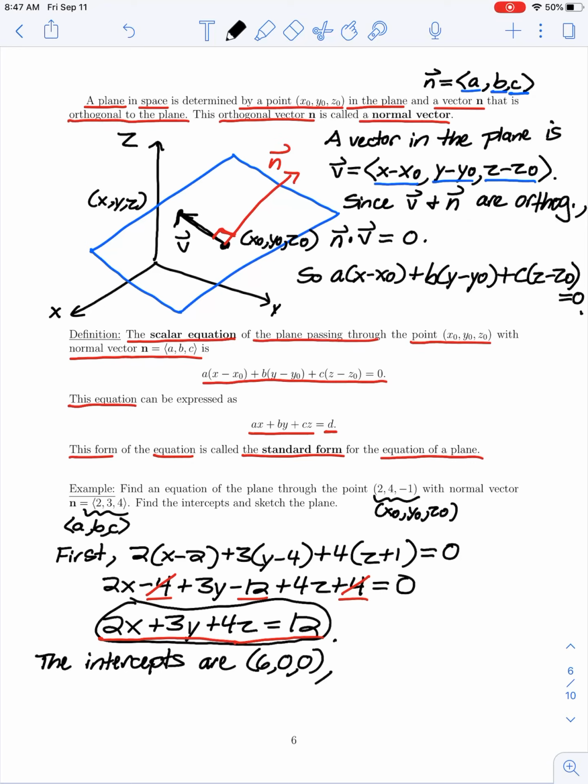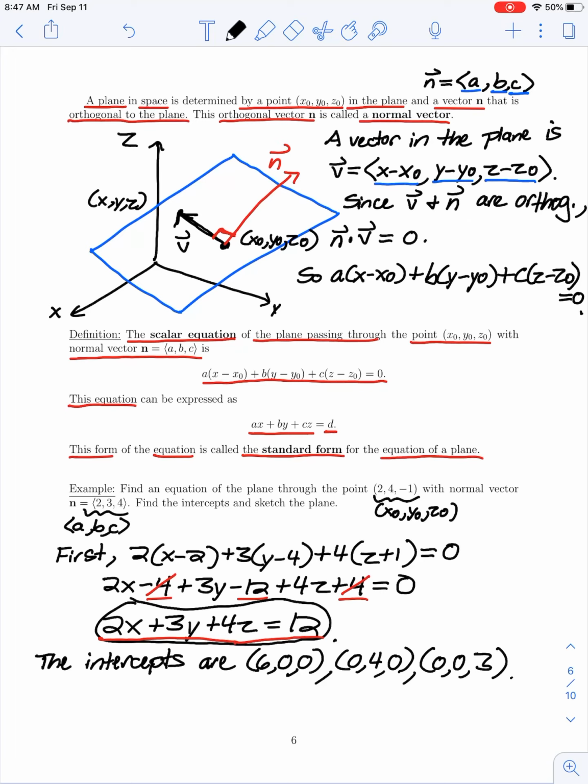To find where my plane crosses the y-axis, I could take the equation for my plane and set both x and z equal to 0. That would give me 3y equals 12, and so y is 4. So 0, 4, 0 would be where this plane crosses the y-axis. And to find where it crosses the z-axis, we could set both x and y equal to 0 in the equation for our plane, and we would have 4z equals 12, so z is equal to 3, and 0, 0, 3 would be the z-intercept.